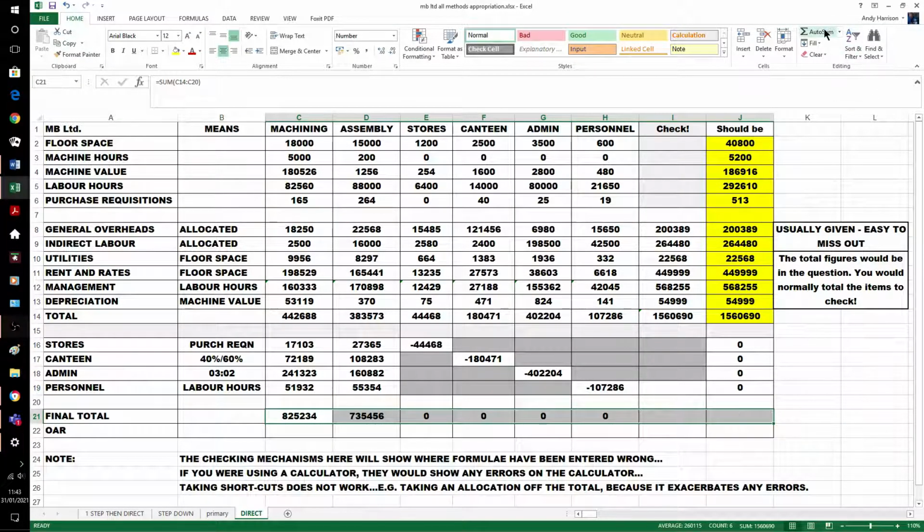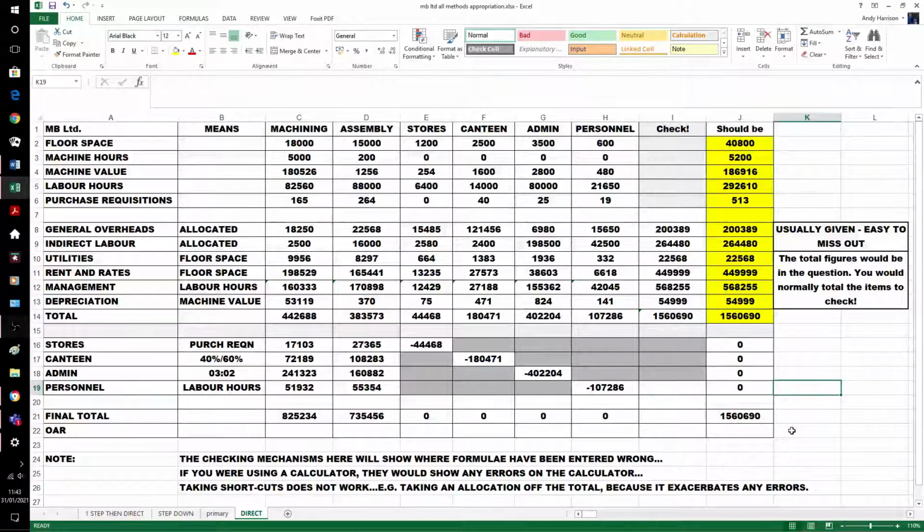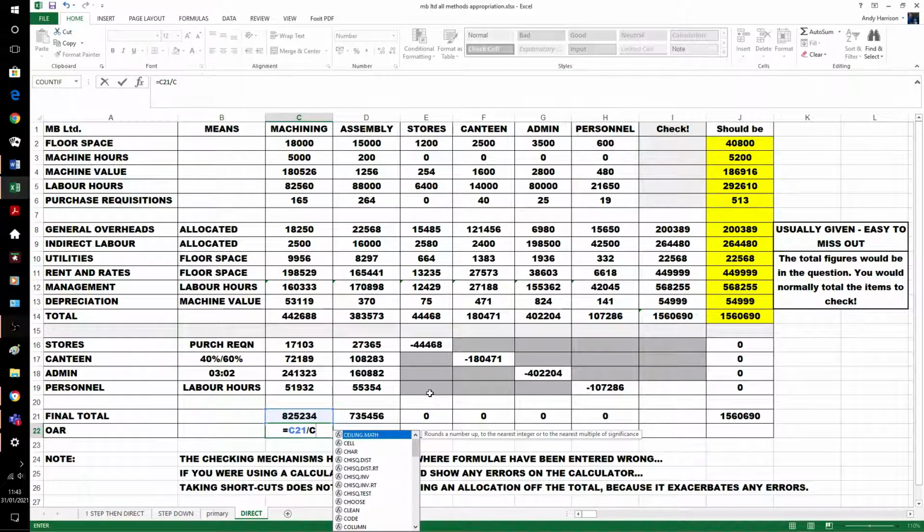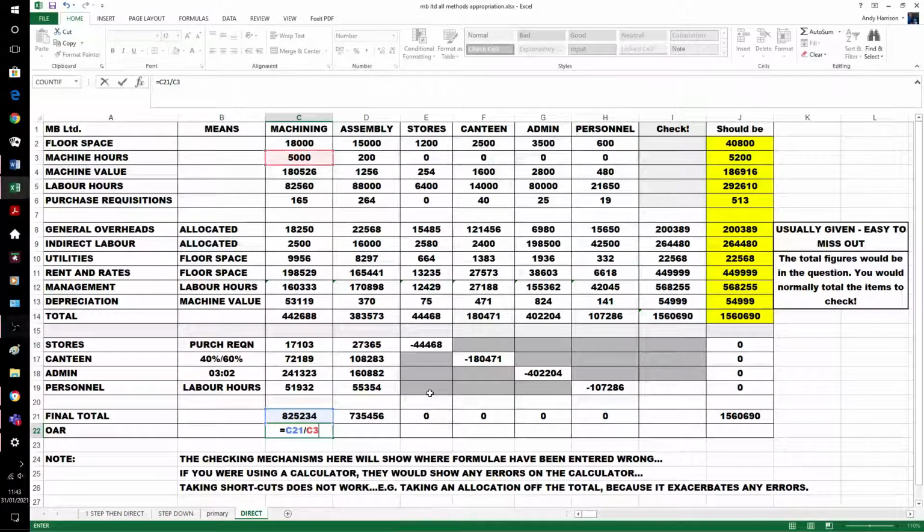And just to check, we've got our whole amount, 1,560,690. So we can calculate our overhead absorption rate. So that's the overheads allocated. It's a machining department, so not surprising we're going to use machine hours, even though there's a lot less machining hours than labour hours.